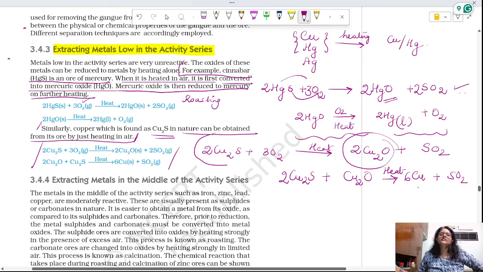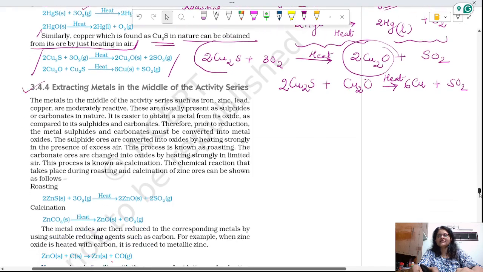Okay, so this was the extraction of metals low in the activity series. Now comes the extraction of metals in the middle of the activity series. Here also, same thing we have learned. We have said sulfides and carbonates might be present; in the case of zinc, zinc carbonate and zinc sulfide are present.